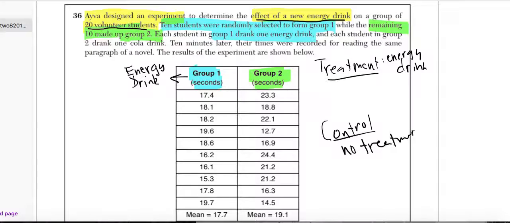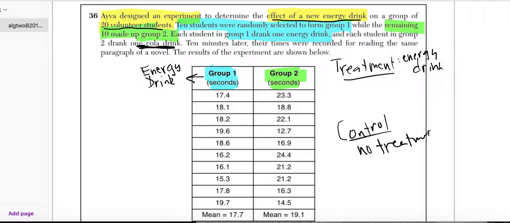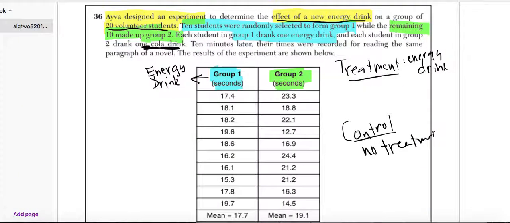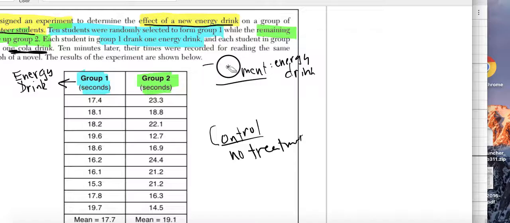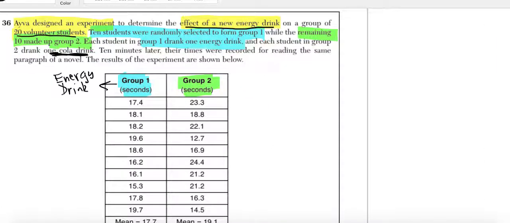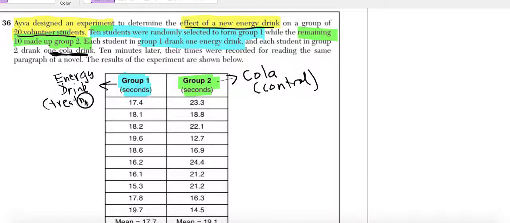And group 2 drank a cola drink, which is kind of like if you're taking a medication, one group would take the medication and the other one takes a placebo, which is just another tablet. It's basically a sugar pill. It doesn't have any medication in it, but it could have a psychological effect, right? So group 1 got the treatment, which was the energy drink, and group 2 is the control group. They just drank a cola. So this is the control group, because you always need a control group, and this is the treatment or experimental group.